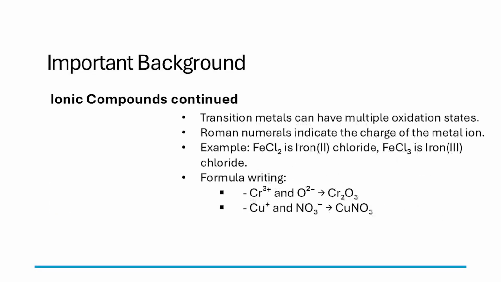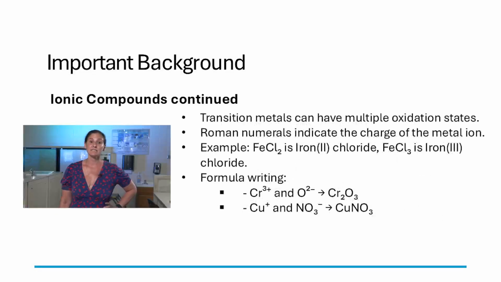Transition metals can make things a little tricky because they can have multiple oxidation states and take on different charges. In order to say what the charge is, we use Roman numerals. And you should only really be using Roman numerals 1 through 5. So I, II, III, IV, and V. If you think you need to go higher, you're wrong. If you think you need a fraction, you're wrong. They don't exist in Roman numerals.